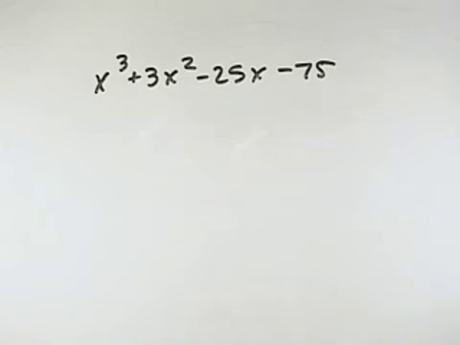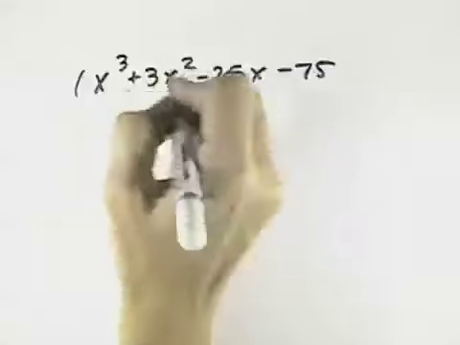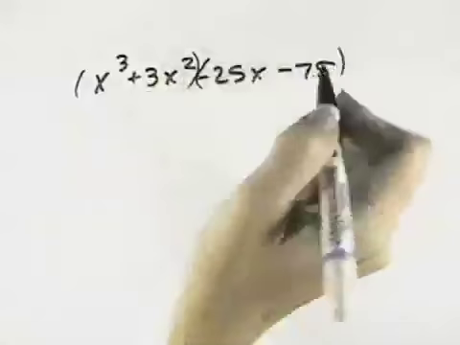We want to factor this completely. That means first we look for a greatest common factor. There is no greatest common factor, so we'll try grouping. What I'm going to do is group the first two terms and the last two terms together.